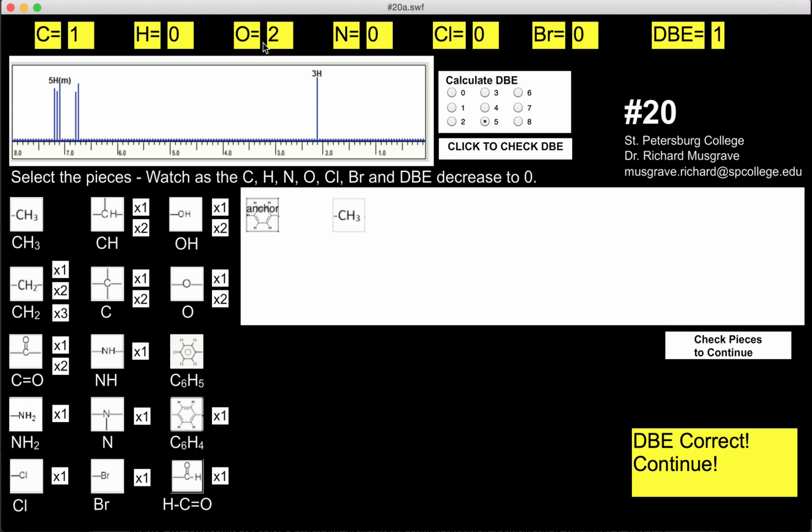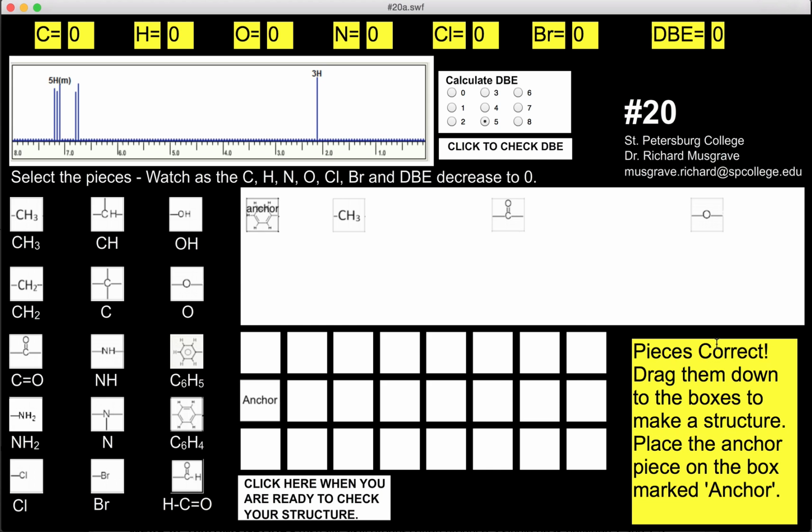Pieces left over: C, 2 O's, and a double bond equivalent. So that would be a C double bond O, and an oxygen. That should be all the pieces. Now we can put them down.